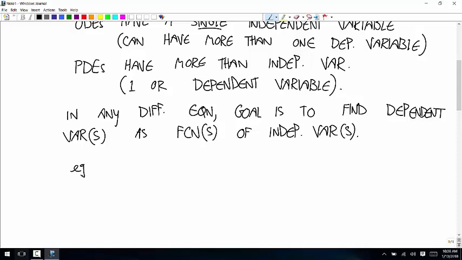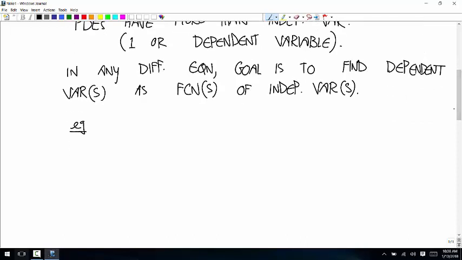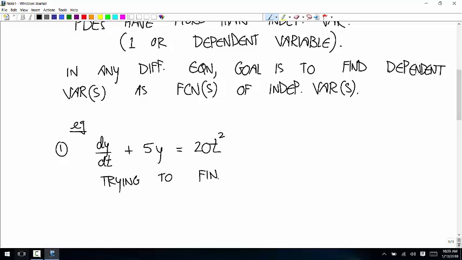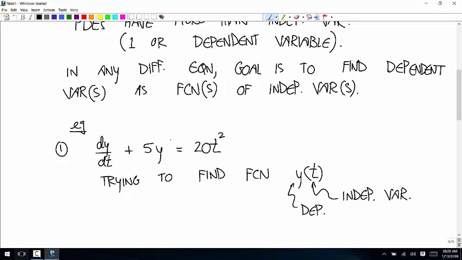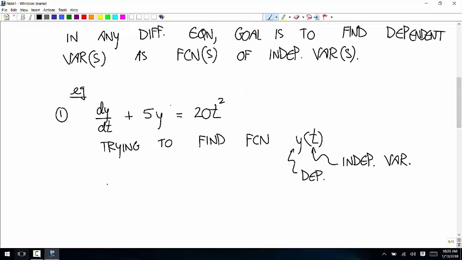So for example, dy/dt plus 5y is equal to 20t squared. You're trying to find a function y of t, where t is the independent variable, y is the dependent variable. And so this is an ordinary differential equation. The only independent variable is t.